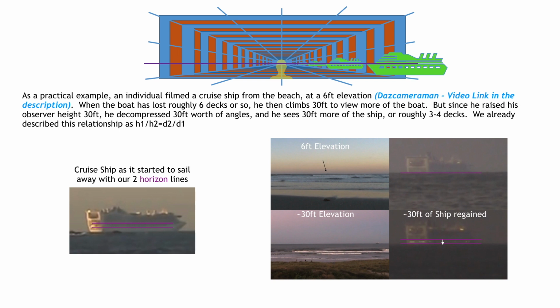And so again, he just raised his observer height to 30 feet higher, so he just sees 30 feet more of the boat. And we already described this relationship. This is just h1 over h2 equals d2 over d1. So here in the photos, I'm just describing those two horizon lines and what he's gained with each one. These are the zoomed out photos on the left side there, and then zoomed in on the right. The black arrows pointing to what he's looking at.